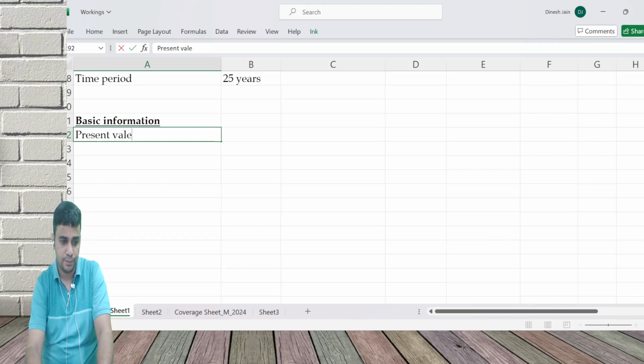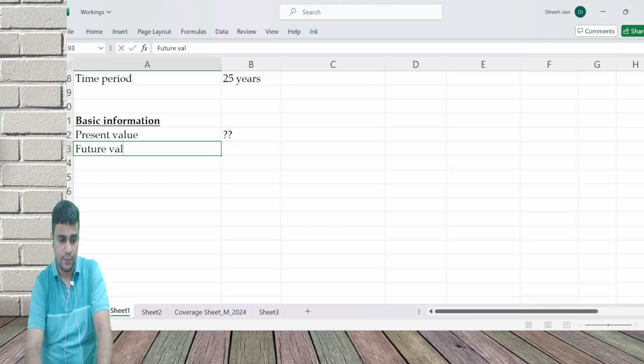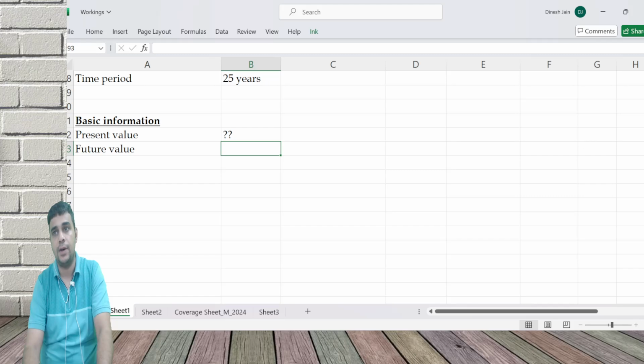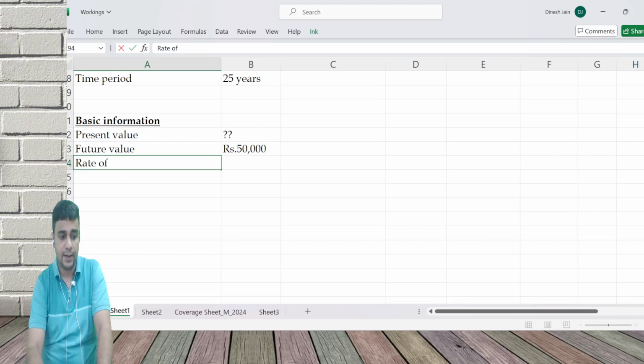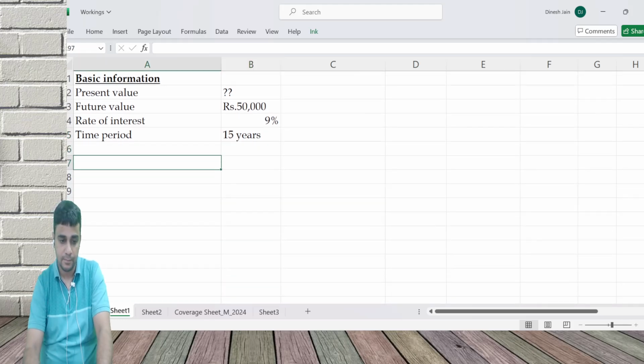Present value, question mark. Future value, how much the future value? Rupees 50,000. Rate of interest 9%, time period 15 years. Present value is equal to future value into PVF.